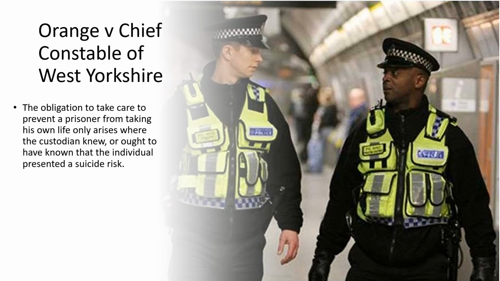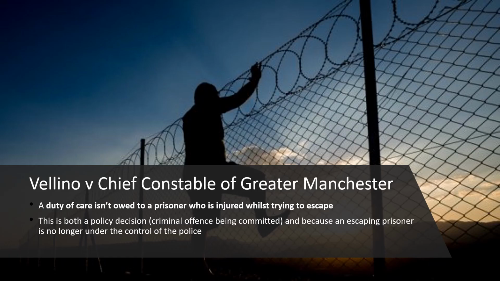So in Orange v the Chief Constable of West Yorkshire, the obligation to take care to prevent a prisoner from taking his own life only arises where the custodian knows or ought to know about that risk. So we can contrast Reeves and Orange. Now in Vellino, a prisoner tried to escape, and the decision in this case was that a duty of care isn't owed to a prisoner who is injured whilst trying to escape. This is a policy decision because of course a criminal offence is being committed, and because an escaping prisoner is no longer under the control of the police.